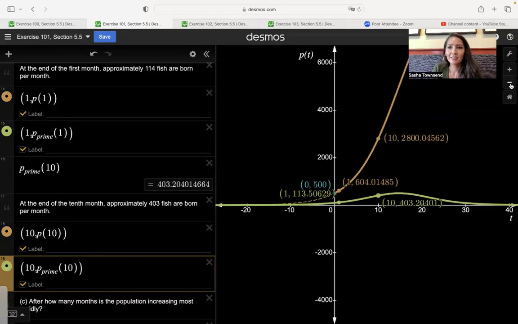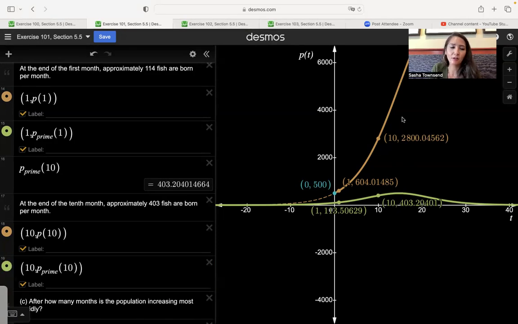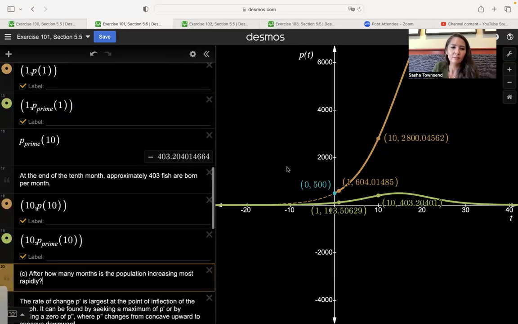You might say, okay, it looks like the fish population is just exploding. It's increasing exponentially. Where is it going to stop? Where is it going to slow down? We know that the population is going to continue to increase, but when is it going to stop increasing as fast as it's increasing? Or when is the rate of increase going to max out? Well, in order to find that, we can find the maximum value of P prime, or alternatively, we can think about finding the point of inflection of this curve. That's actually the answer to part C.